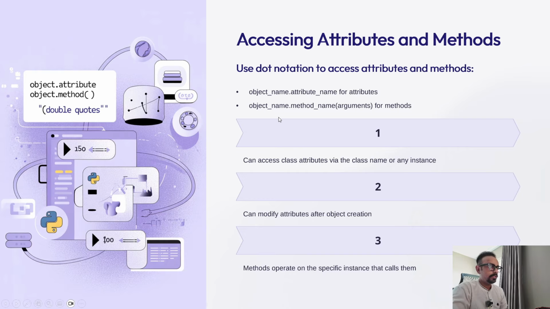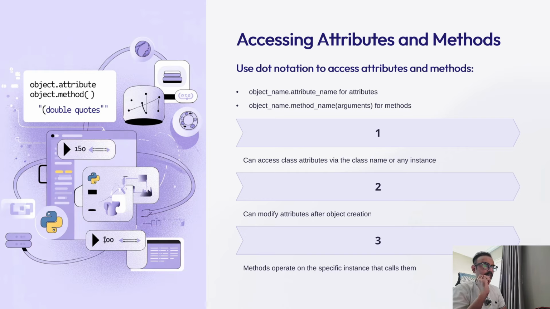they are called similarly, but with parentheses at the end. This is how it is called, which is going to be object name dot method name and the arguments that we pass. Class attributes can be accessed either through the class name or through an instance of the class.